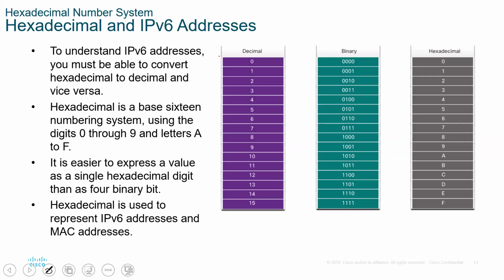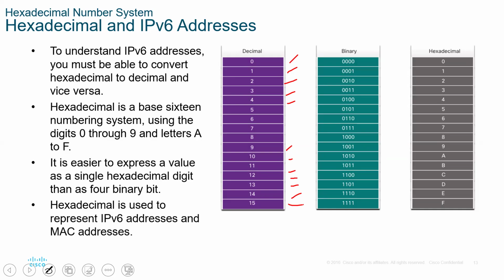In the binary, we used it because it was IP version 4. So we see how you can convert from binary to decimal and decimal to binary. But here in IP version 6, you need to understand hexadecimal. Hexadecimal is a base 16 numbering system that uses 0 to 9 and then A to F. So numbers start from 0, 1, 2, 3, 4, all the way to 9. The next one is what? 10, 11, 12, 13, 14, 15.